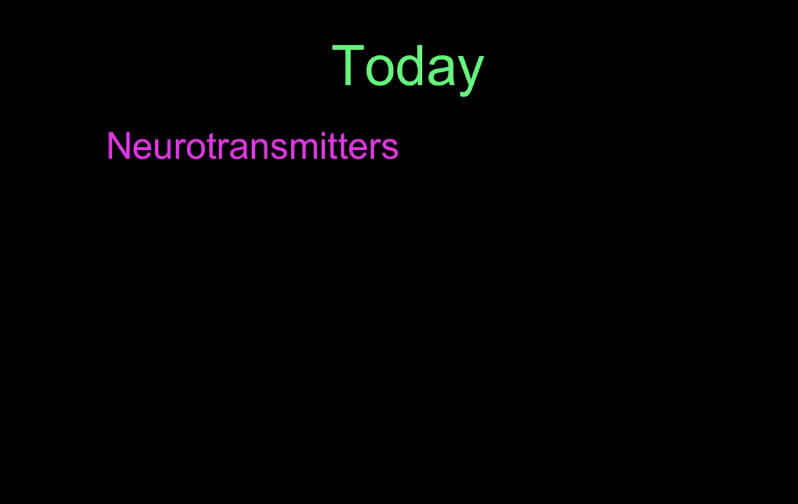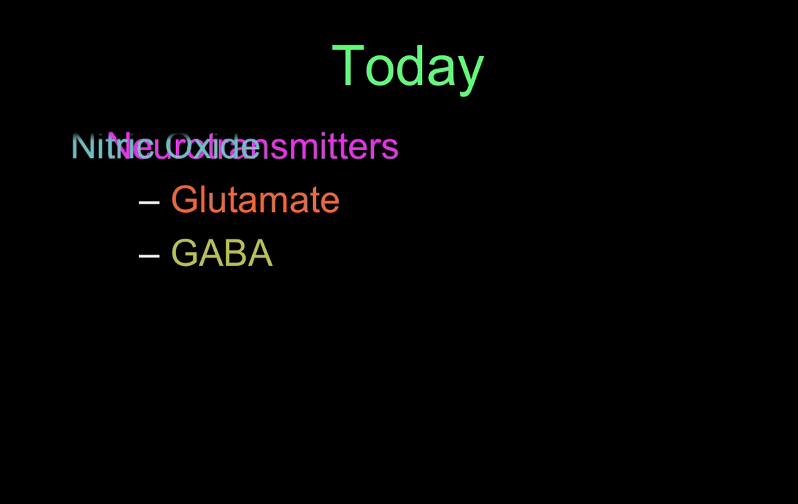So today we're going to be looking at neurotransmitters. Unfortunately, we cannot look at all the neurotransmitters out there. We're going to be focusing on 3 of them: glutamate, GABA, and finally nitric oxide. These are the 3 neurotransmitters that we'll be looking at today.